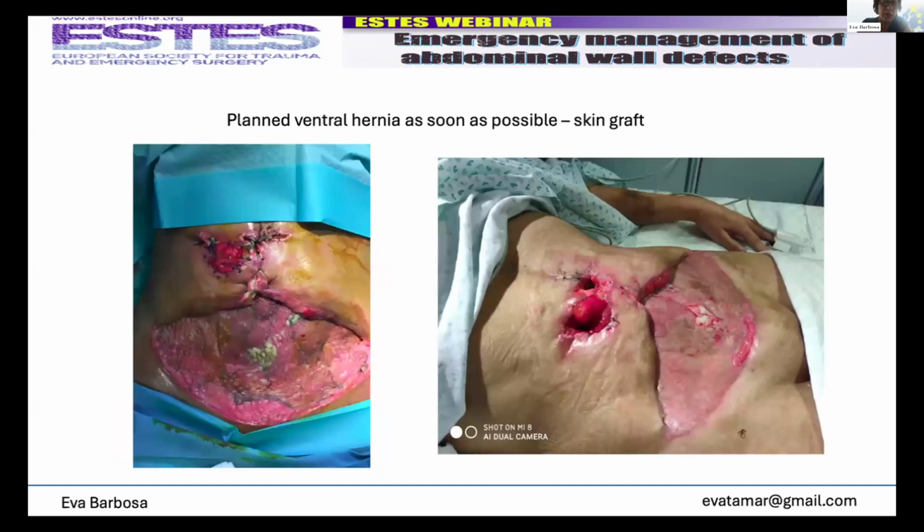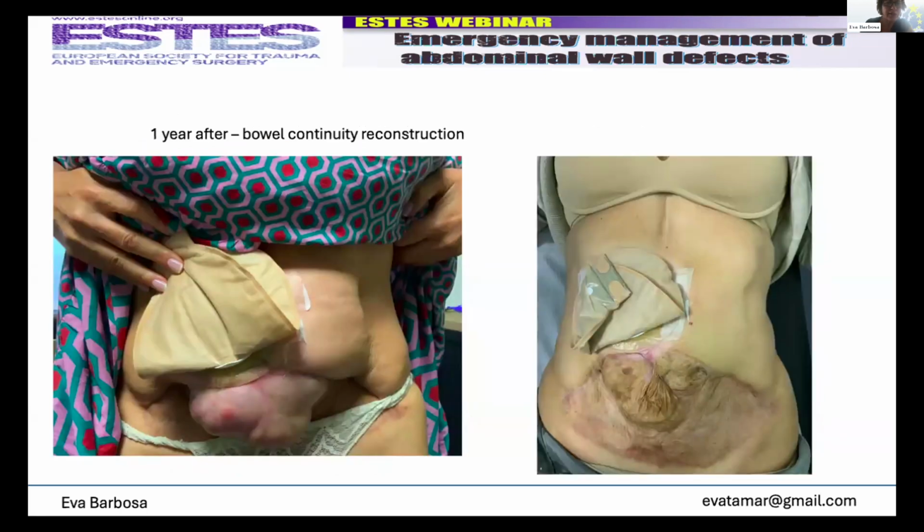So you have to do a planned ventral hernia as soon as possible and just skin graft it. And this is the end of it. With the skin graft, the patient was alive. She went home. And this is 1 year after bowel continuity reconstruction first, because this was a double barrel ileostomy. And this was the day of the bowel reconstruction.